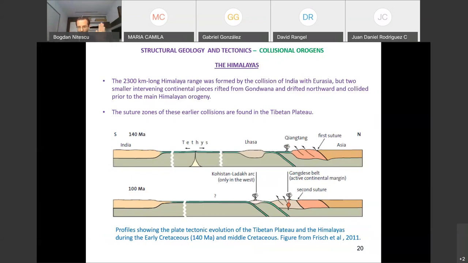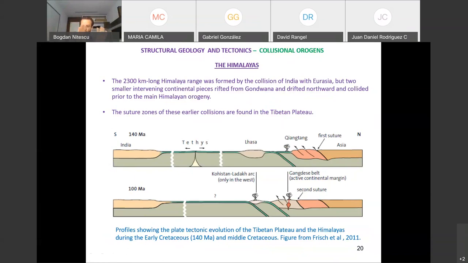as you can see through this evolution in time, from 140 million years ago in the Mesozoic. What you can see here is that before the collision of Eurasia with India, there were several other small continental pieces. So this would be accretionary tectonics. And these small pieces, prior to the Himalayan orogeny, collided, and the suture zones of these earlier accretions are found in the Tibetan Plateau. So the Tibetan Plateau has the record of these prior small collisions.